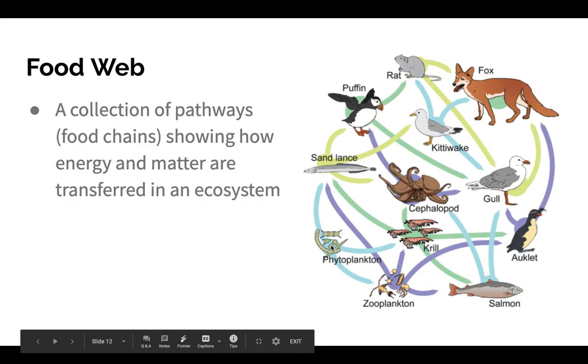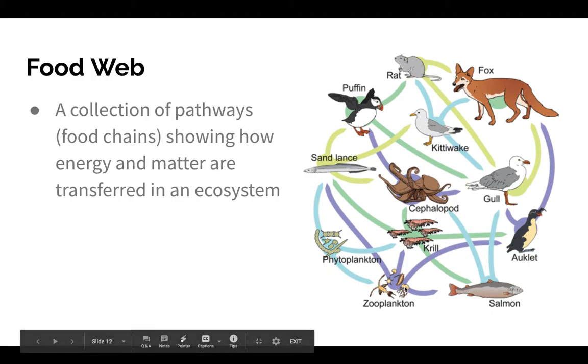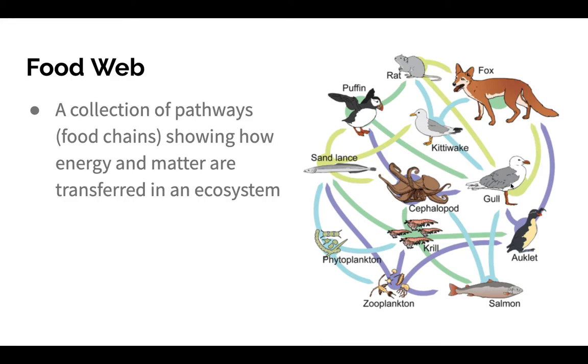Phytoplankton might be our starting place. You might be eaten by krill or the sand lance or the zooplankton. You might have the gull that gets eaten by the fox. You might have the auklet that gets eaten by the fox. The fox might eat the rat. So there's lots of different pathways and options that could take place here.